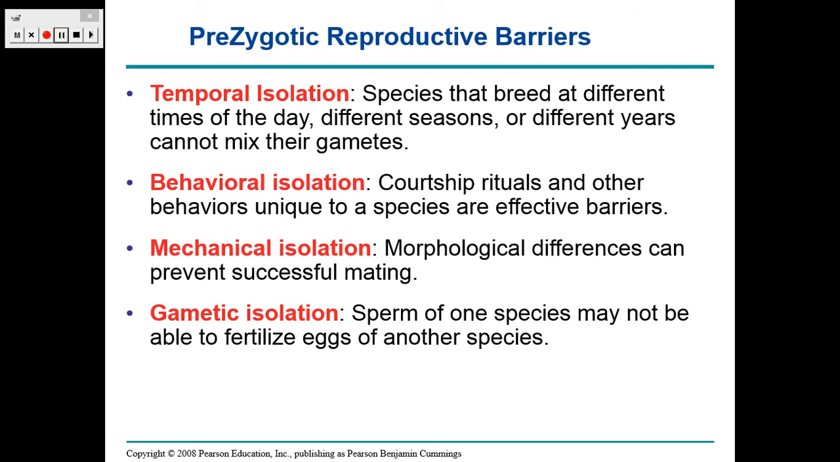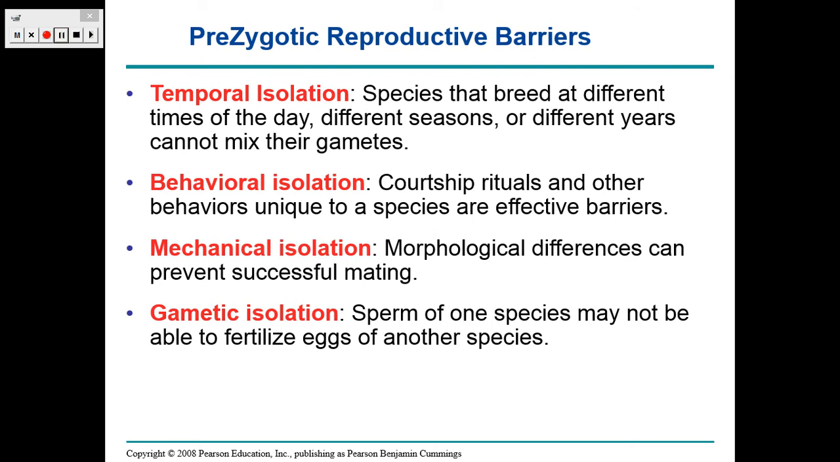Mechanical isolation is when there is an attempt, but there are certain morphological differences, and remember, morphological is talking about the morph, the form, so body form. There's some sort of difference in their body that doesn't physically allow it to work. It just doesn't work because they're not physically compatible. So at this point, they're trying to mate, but they're not physically capable.